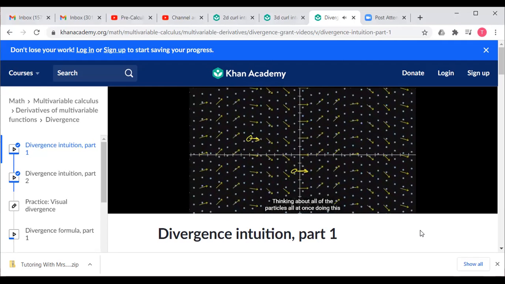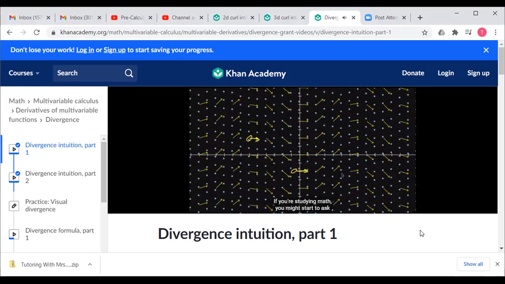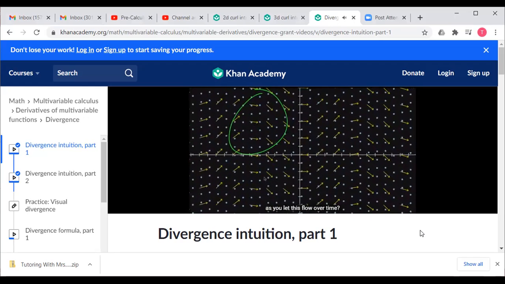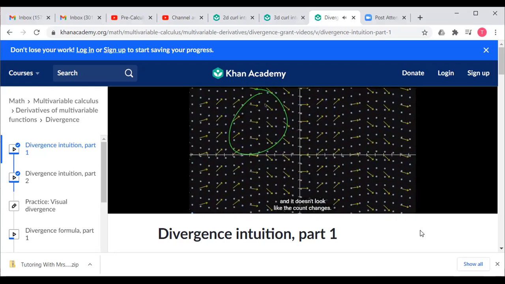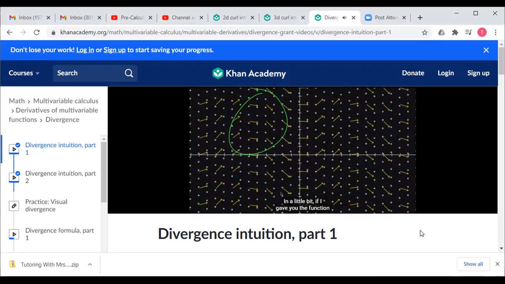And thinking about all of the particles all at once doing this gives a good global view of the vector field. And if you're studying math, you might start to ask some natural questions about the nature of that fluid flow. Like, for example, you might wonder if you were to just look in a certain region and count the number of water molecules that are inside that region, does that count change as you play this animation, as you let this flow over time? And in this particular example, it doesn't look like the count changes, certainly not by much. It's not increasing or decreasing over time. And in a little bit, if I gave you the function that determines this vector field, you will be able to tell me why the number of molecules in that region doesn't tend to change.